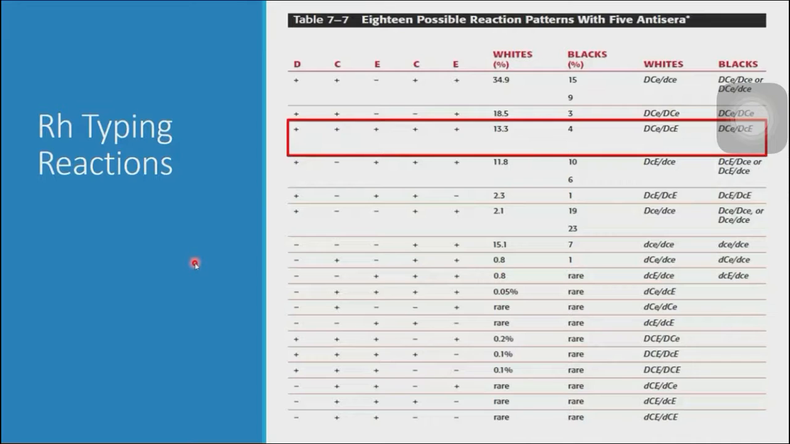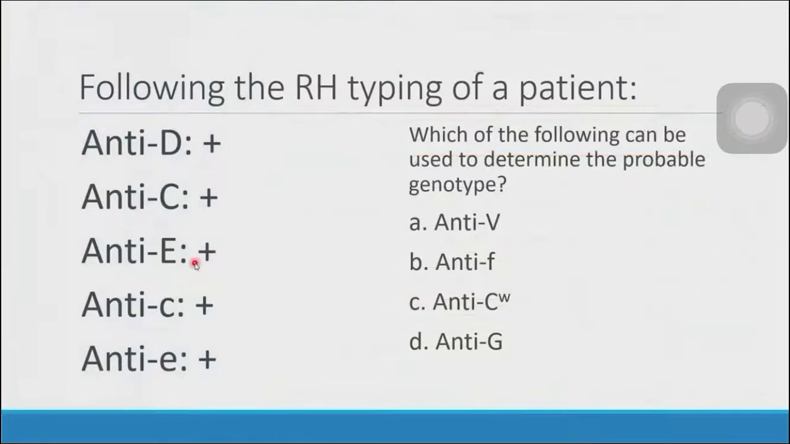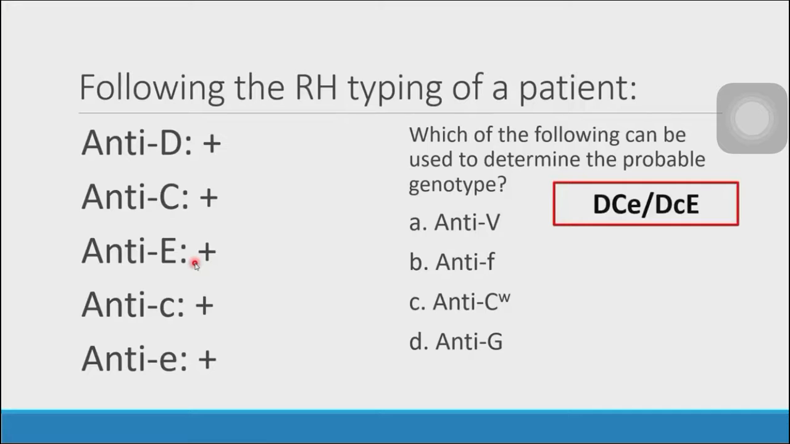If you try to look here, ano yung most probable genotype associated with this reaction? Big D, big C, small e, and big D, small c, big E. Same for whites and blacks. So yan yung magiging clue natin kung paano natin malaman or anong antibody pwede natin magamit, to determine the probable phenotype. Again, yung most probable genotype associated with this reaction is yung big D, big C, small e, and big D, small c, big E. Okay? So, let's try to check.